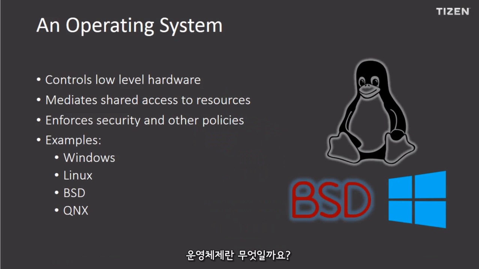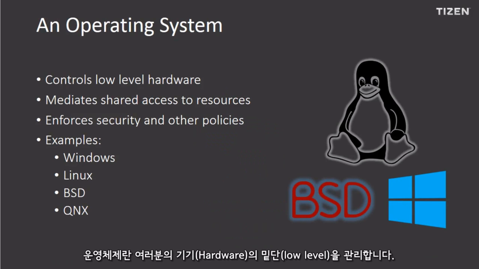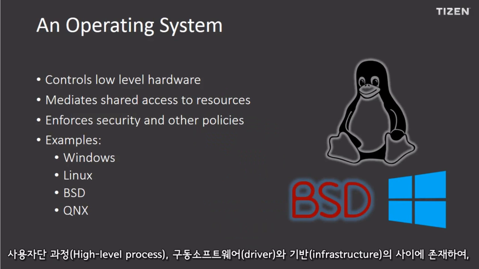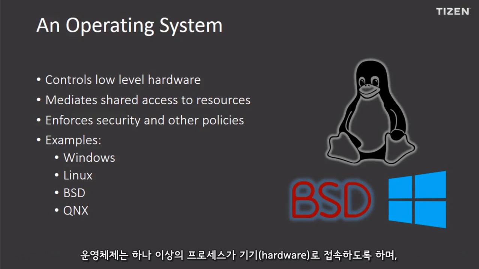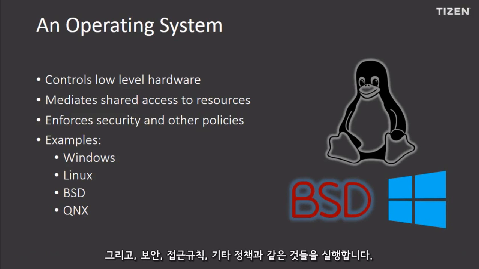So what is an operating system? Tizen is certainly one of these. Operating systems control the lower level of your hardware. They sit between higher level processors and the actual drivers and other infrastructure that lets you access the hardware on a particular device. It allows more than one process to have access to this hardware and may enforce security and other access rules and policies.